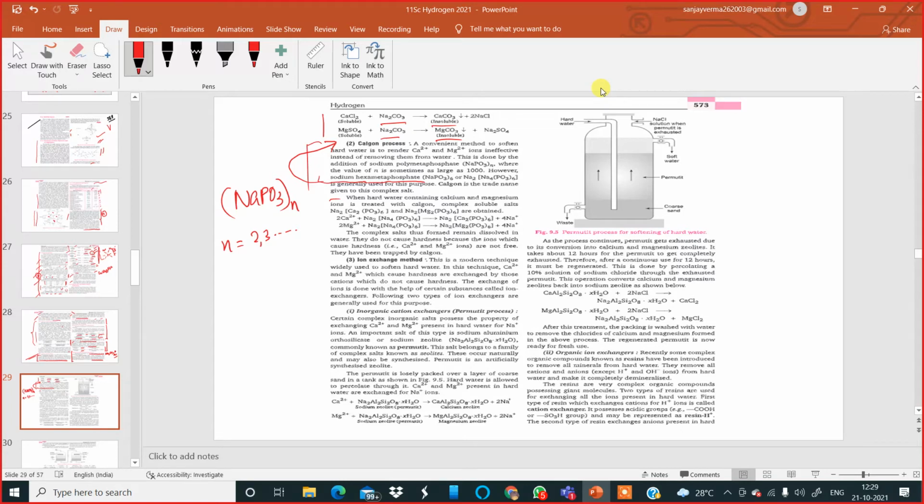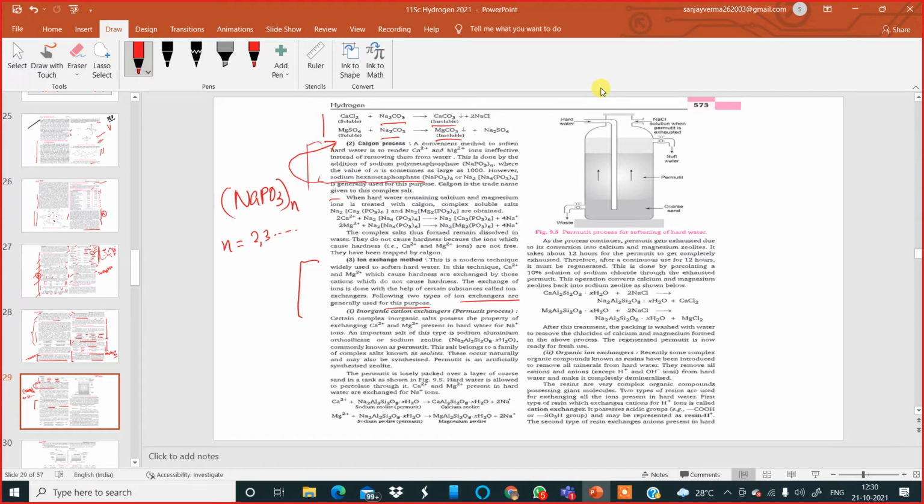Okay. Now, the other method, which is also generally applied, is called the ion exchange method, which is used in purifiers installed in houses. This is the most modern technique widely used to soften hard water. In this technique, calcium and magnesium ions which cause hardness are exchanged by those cations which do not cause hardness. The exchange of ions is done with the help of certain substances called ion exchangers. Following two types of ion exchangers are generally used for this purpose. One is the permutit process, that is inorganic cation exchangers.